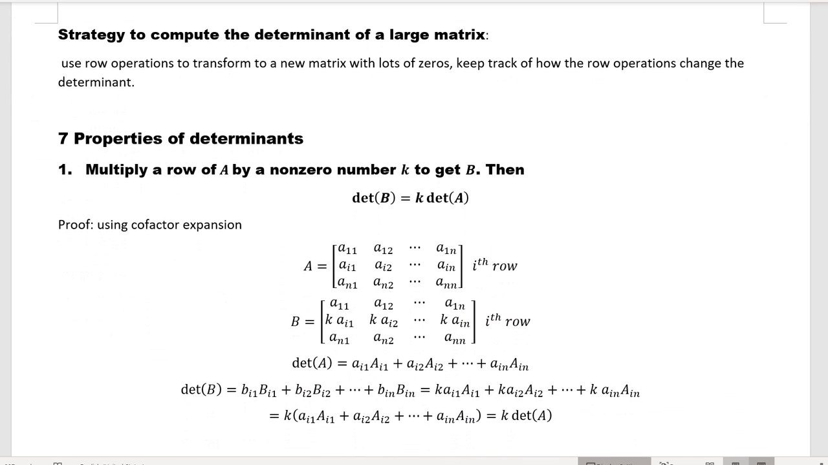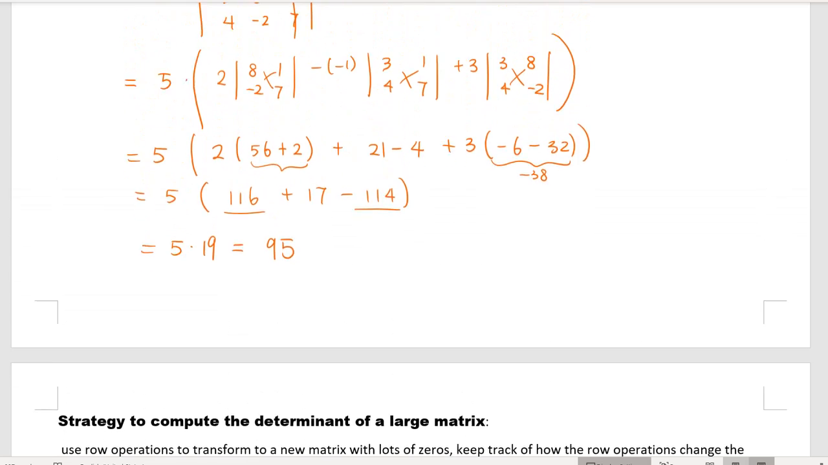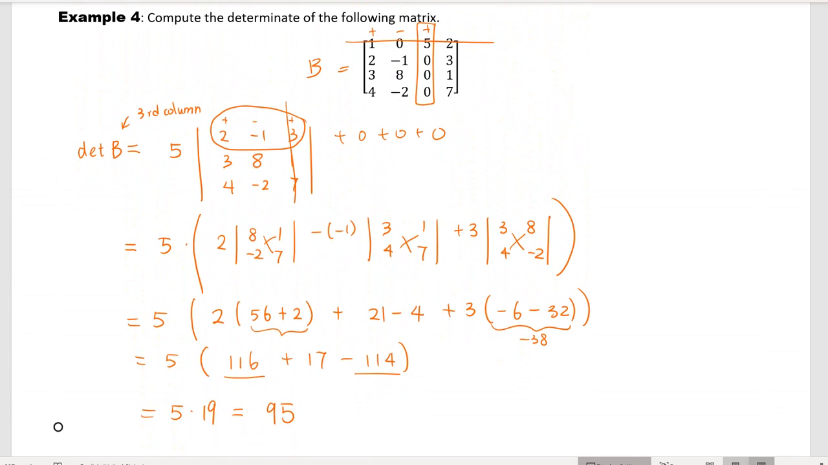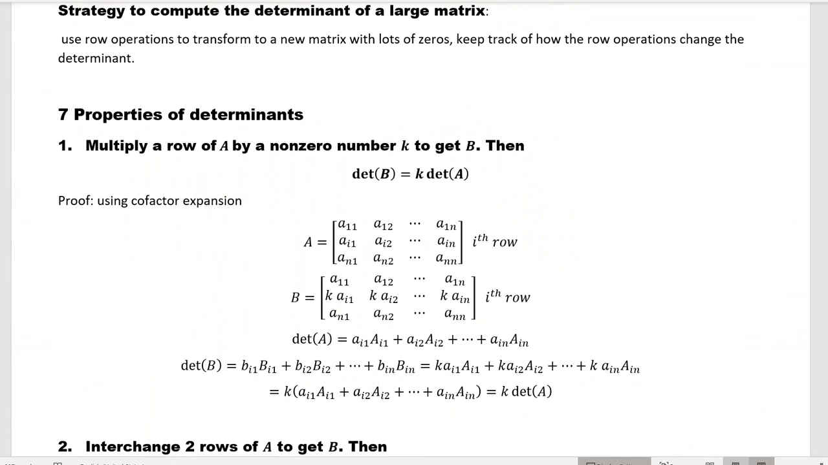Now, a strategy to compute the determinants of a large matrix. We can use row operations to transform the matrix to a new matrix with a lot of zeros, and we can keep track of how the row operation changed the determinants. So here we're gonna learn some properties of the determinants, but we won't go into very much detail. In exams, when I give you a matrix, you can just do the cofactor expansion to compute the determinants. So now let's roughly mention the properties.